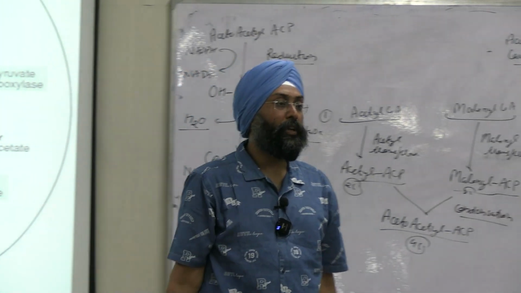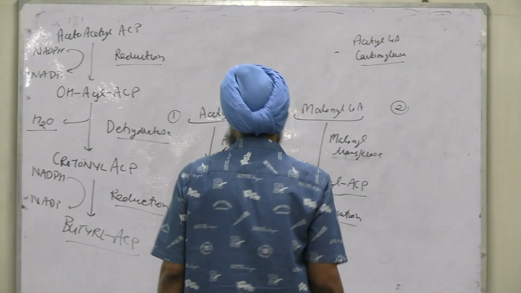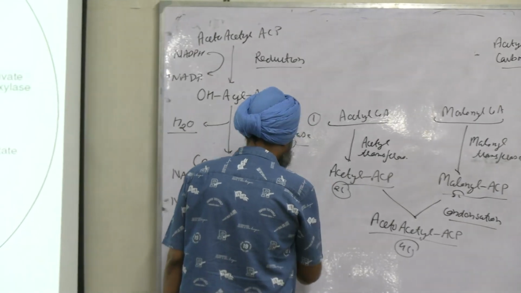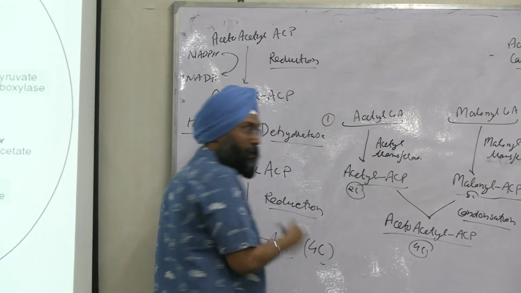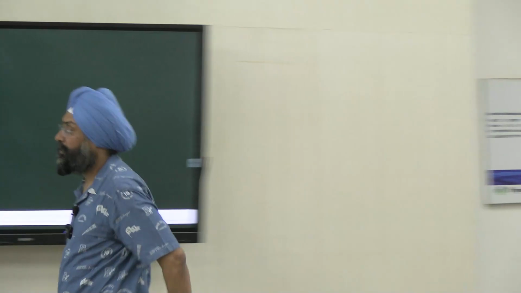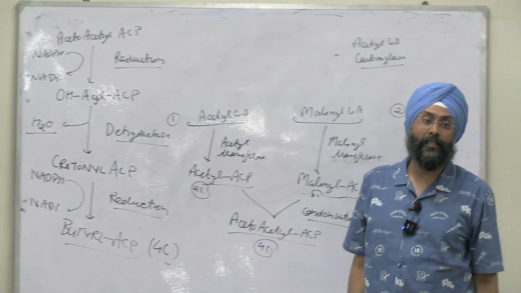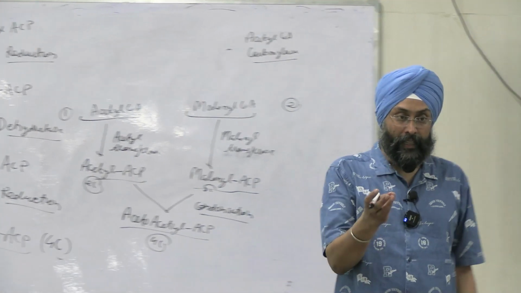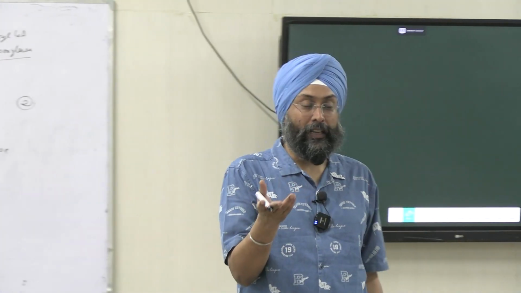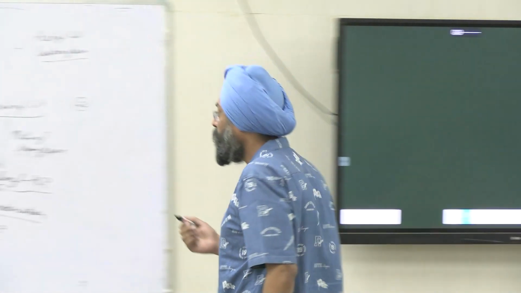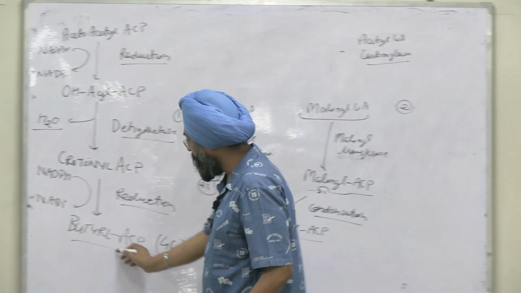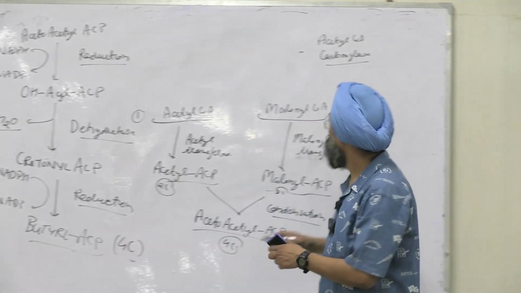Methane, ethane, propane, butane. 4 carbons are there, right? So we'll get 4 carbons. Please take a screenshot of this. So now we have butyryl. Butyryl means 4 carbon: methane, ethane, propane, butane. Butane contains 4 carbon. So we have a 4 carbon acyl carrier protein, that is butyryl ACP, right?